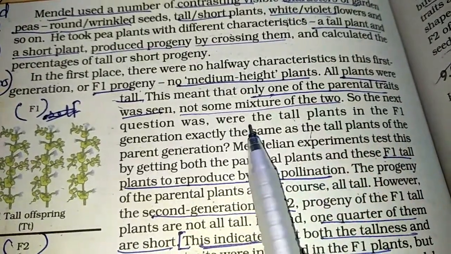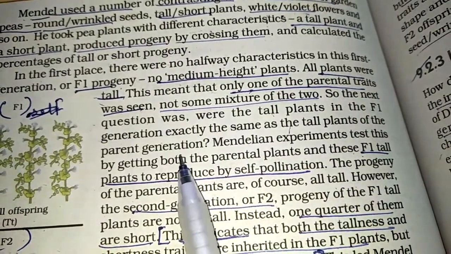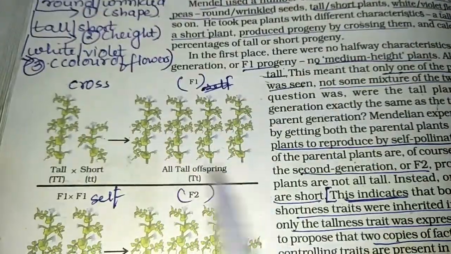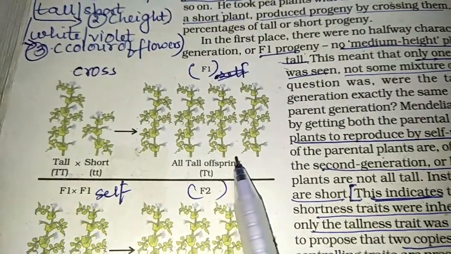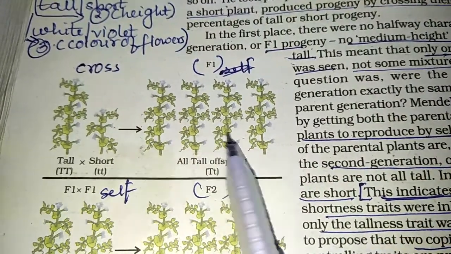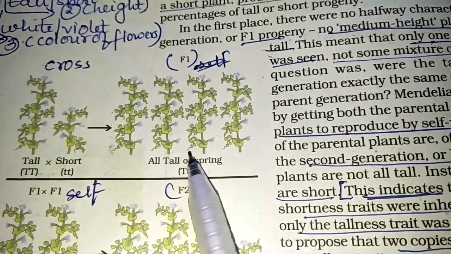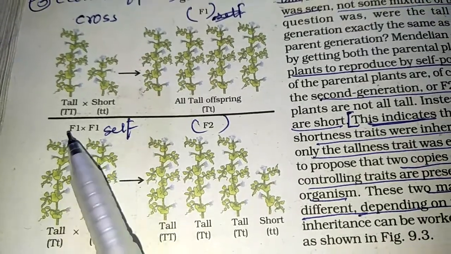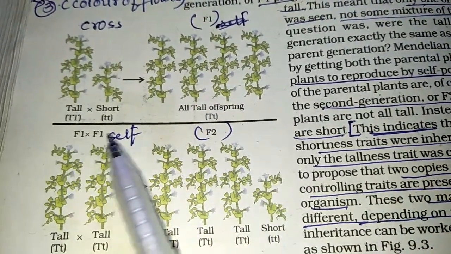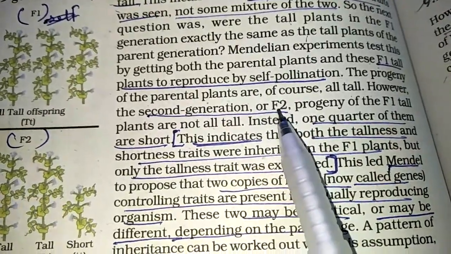The next question was, were these tall plants of the F1 generation exactly the same as the tall plants of the parent generation? A question arose whether they are inheriting this TT or not. Because there was no medium or small seen here, he then made a self pollination between the F1 plants, F1 cross F1.